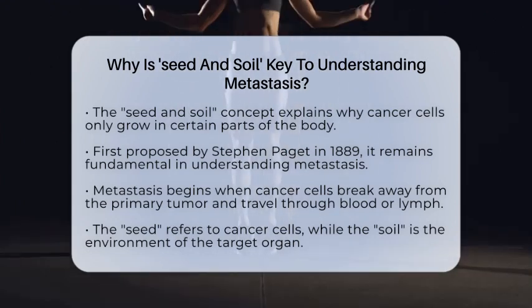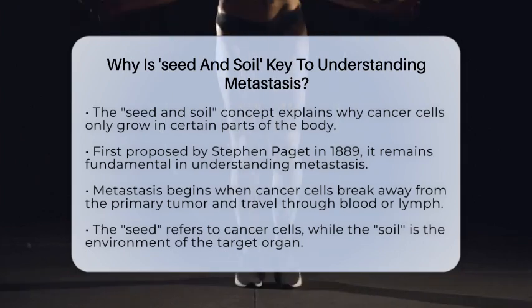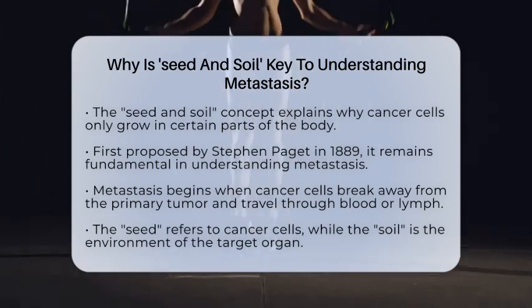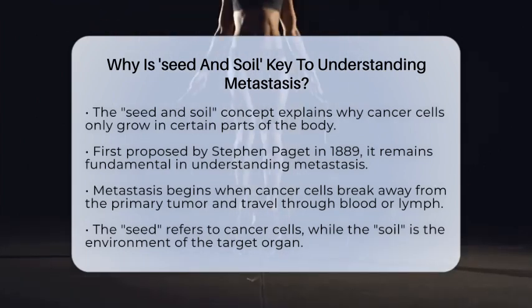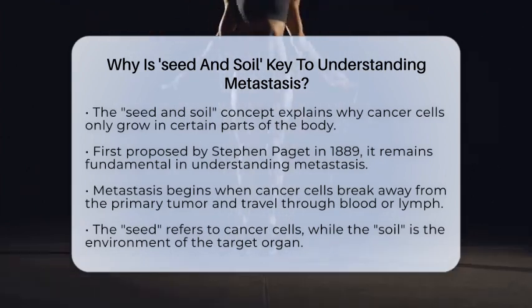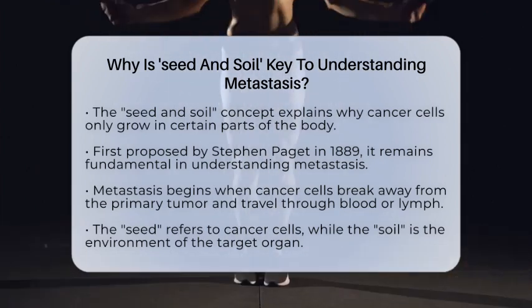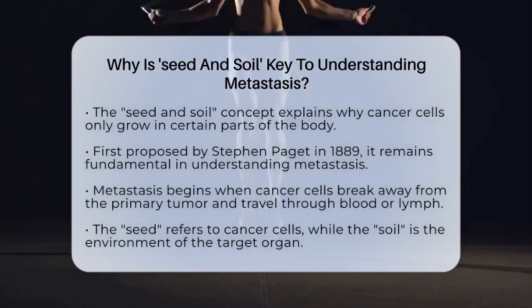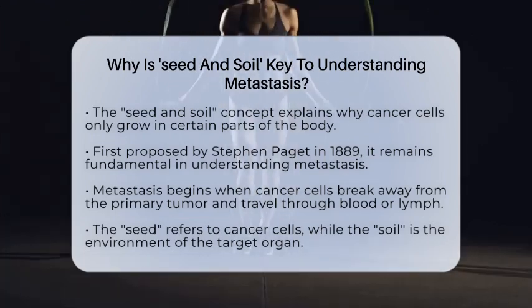It explains that metastasis, the process where cancer spreads from its original site, depends not just on the cancer cells themselves but also heavily on the environment of the distant organs they reach. Cancer metastasis begins when cancer cells break away from the primary tumor. These cells, or seeds, travel through the bloodstream or lymphatic system to reach new locations. But not all places in the body are equally welcoming.